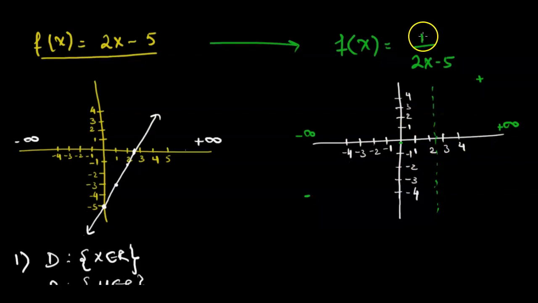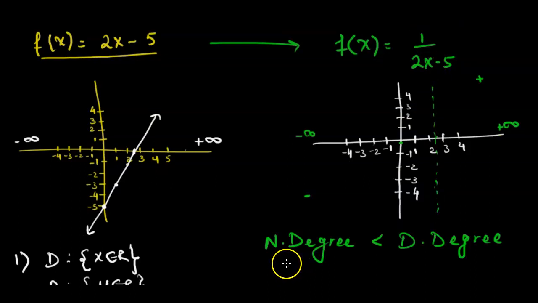Now, before making the graph, one very important thing that we have to mention here is when the numerator degree is less than denominator degree, then we would always have a horizontal asymptote in the reciprocal graph, and the horizontal asymptote would be y equal to 0.